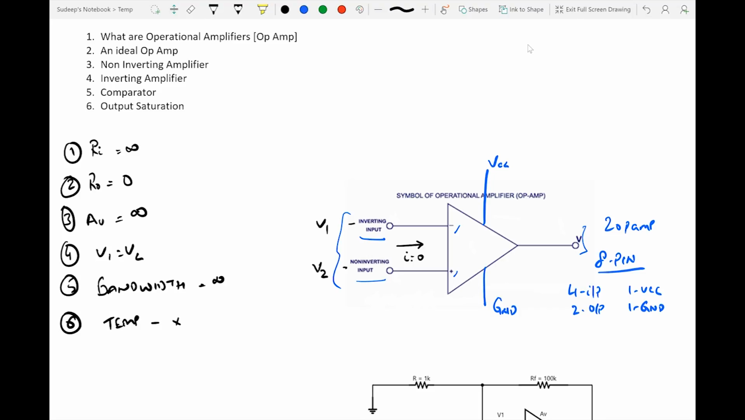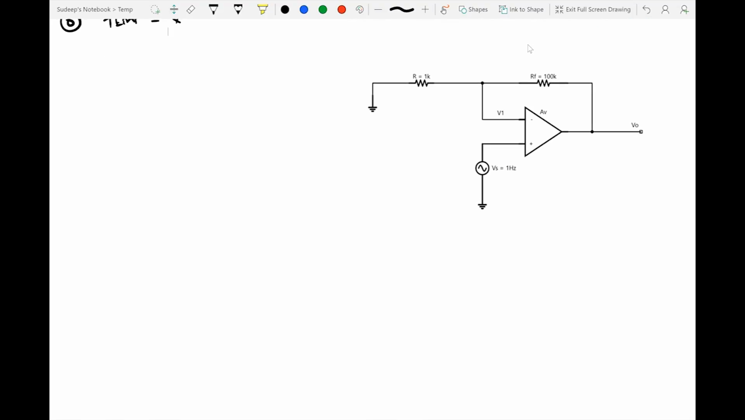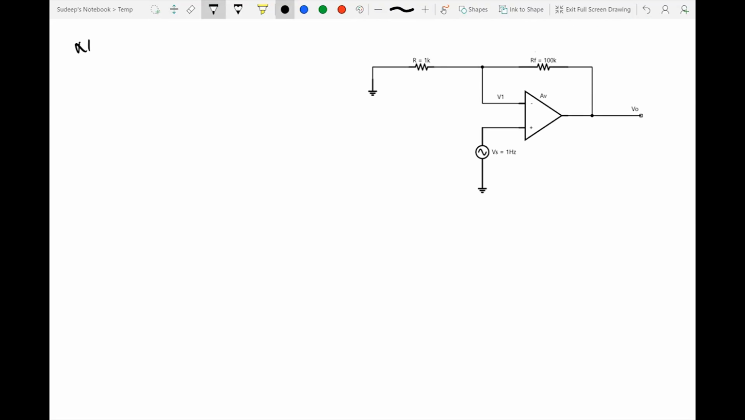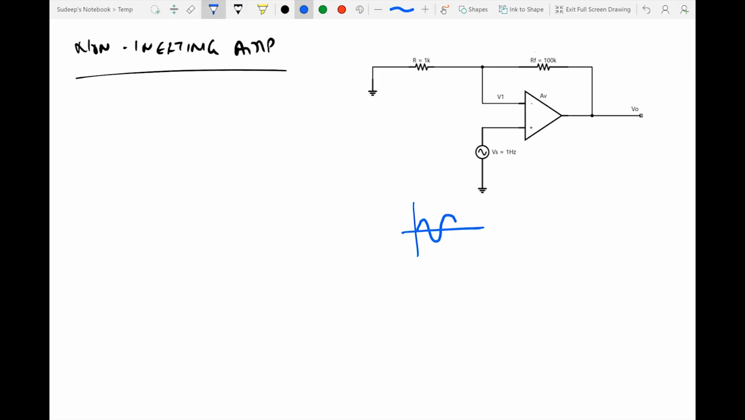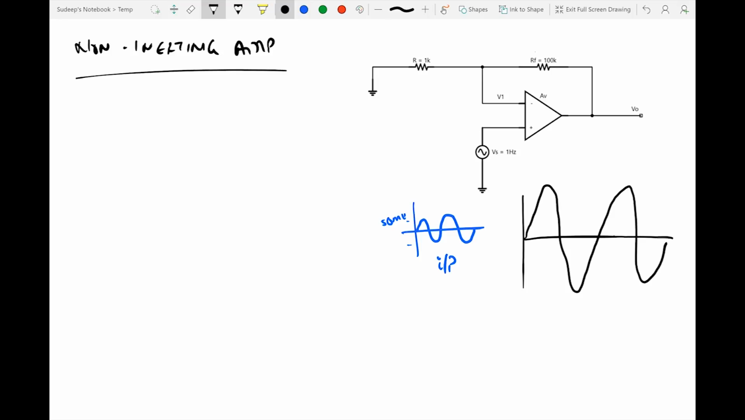So next, let's talk about a non-inverting amplifier. The circuit that we see is of a non-inverting amplifier. A non-inverting amplifier is one where you would have an input, let's say in this case a sine wave with an amplitude of 50 millivolts only. Very weak signal. The output would be an amplified version of the same frequency and polarity as the input.